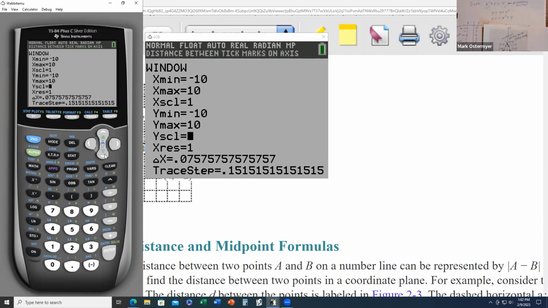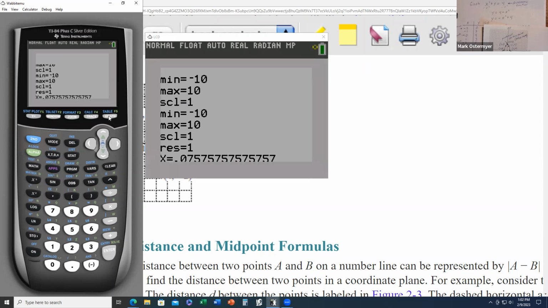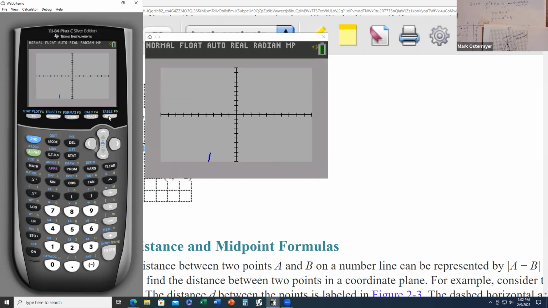You don't need to mess around with the resolution or this change in X or trace step. Don't worry about any of that. Just hit your graph button now. And you can see how the axes do run from -10 to 10 by 1, both the X and Y axis, and that would be my graph of my quadratic function there.